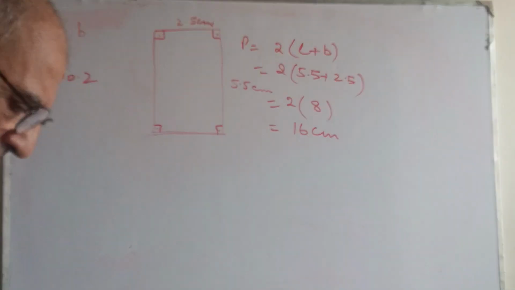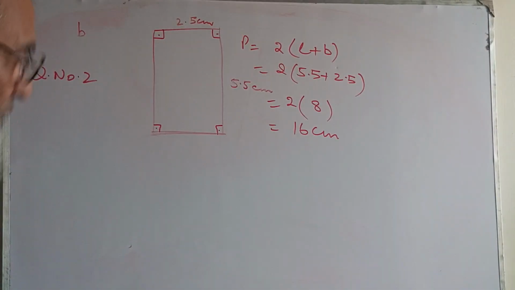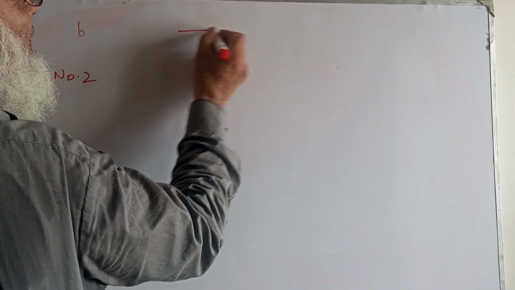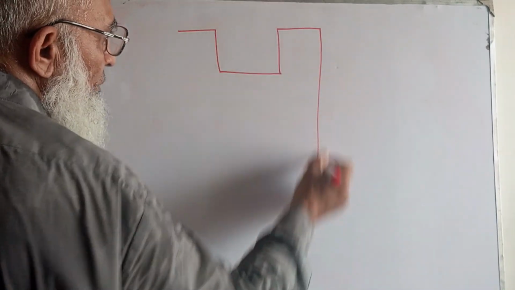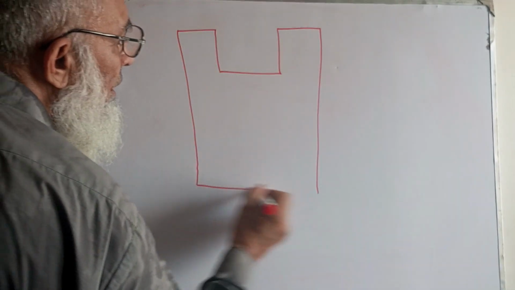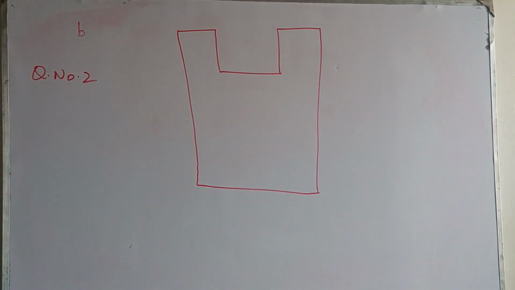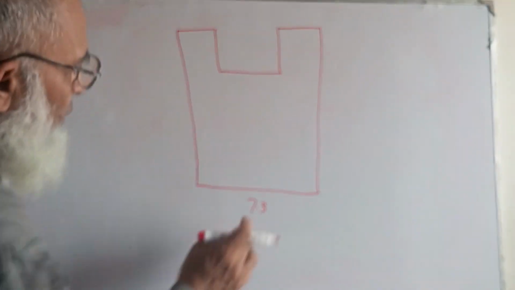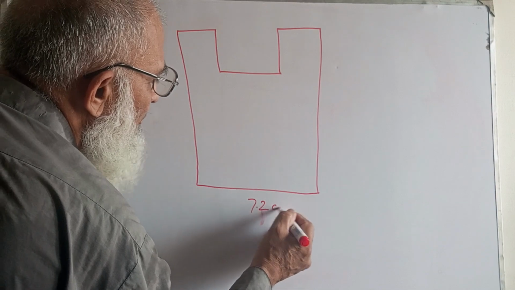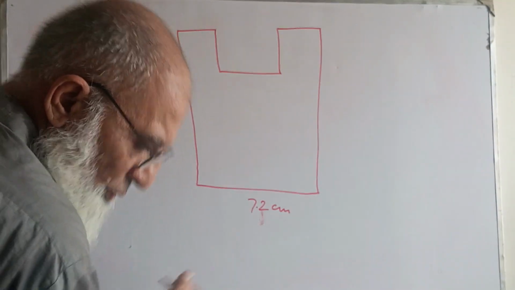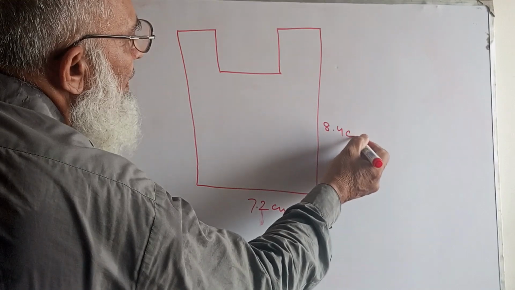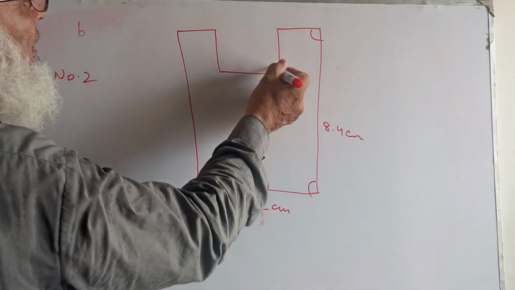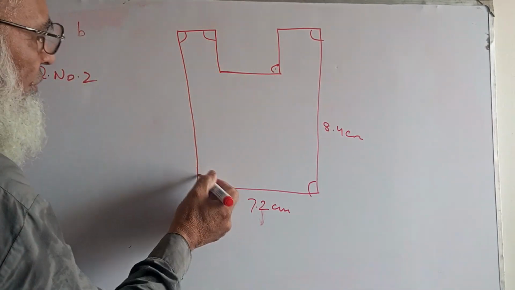Now let me take part E out of it. I'll be drawing freehand, so don't worry about my drawing. It is almost good. Now this is 7.2 centimeter. This is 8.4 centimeter. Now all the corners are at right angle, so this is a very good sign.